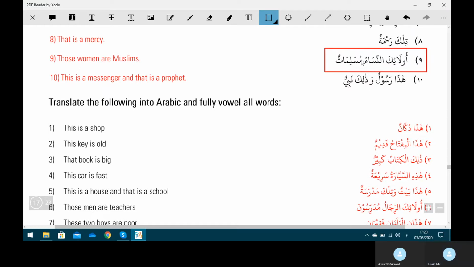Muslimatun are Muslims. Muslimatun refers to 3 or more female Muslims. So those women are Muslims.